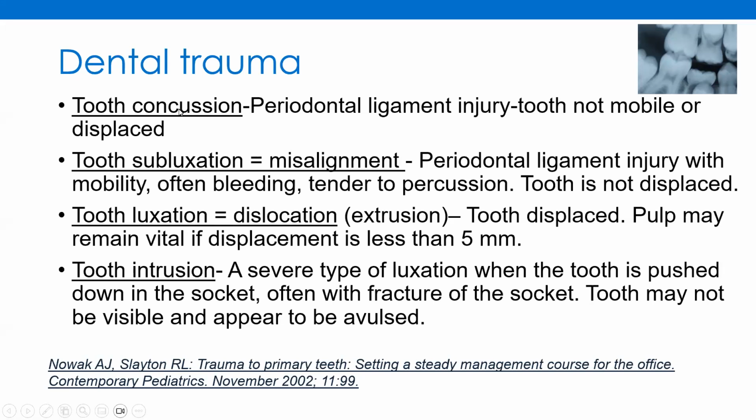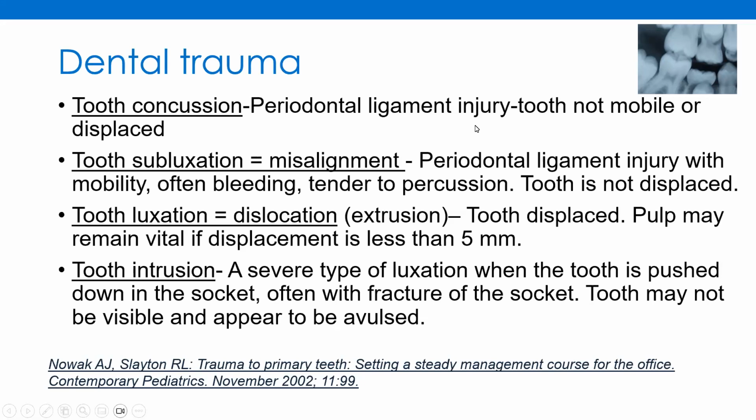The mildest form of dental trauma is called a tooth concussion, which may sound strange because most of us think of concussions as a brain injury. It's actually a functional brain injury where the neurons in the brain are not functioning normally, but if you do a head CT or an MRI, they usually look normal. But here we have a tooth concussion, and that's where the periodontal ligament is injured.